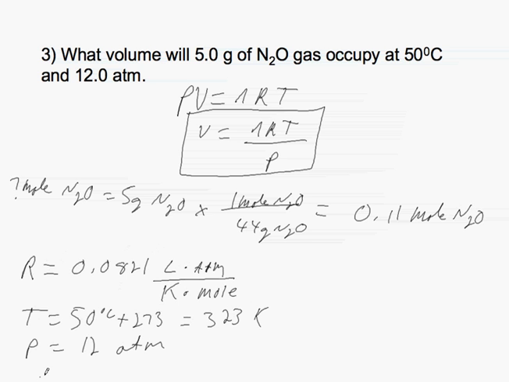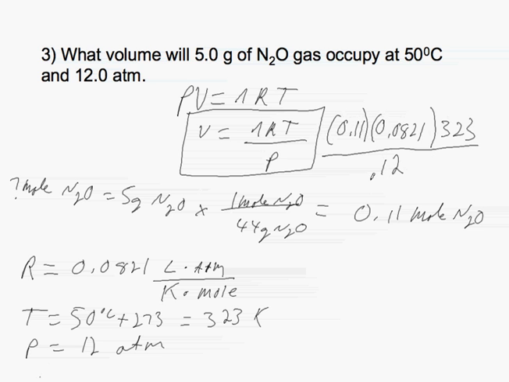So knowing all that, we can then plug back into the equation. If this is our equation, volume, we have 0.11 moles times R, which is 0.0821, times our temperature, which is 323, divided by our pressure, which is 12 atmospheres. This here gives us an answer of, let's see, the answer here would be equal to 0.24 liters. So that's what our volume would equal.